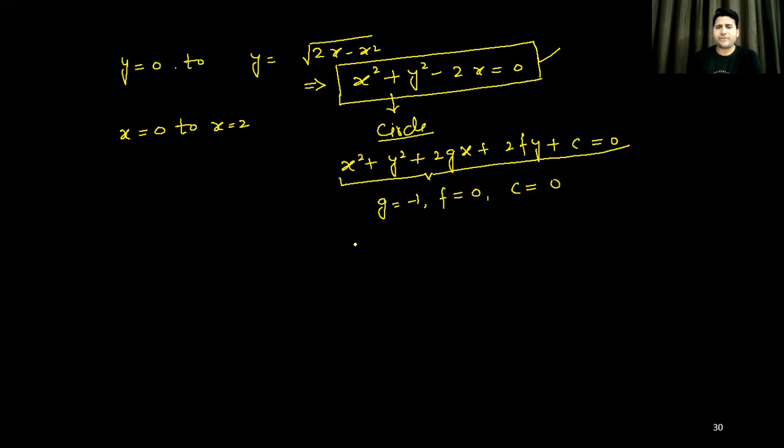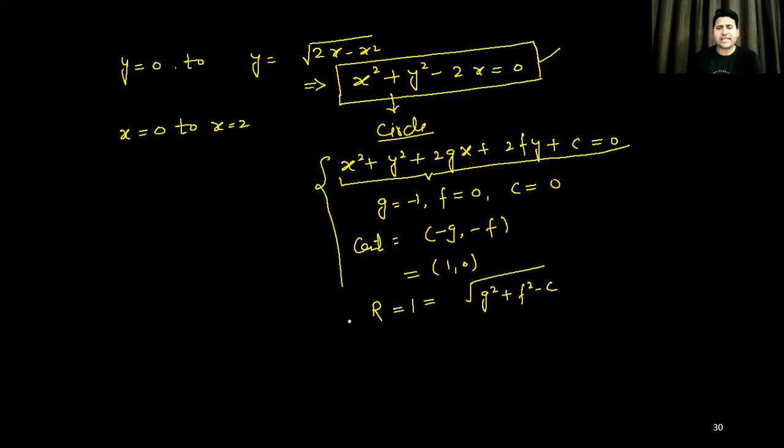So the center of the circle will be what? Minus g comma minus f. That is, the center of this circle is 1 comma 0 and the radius is 1. How is the radius 1? Because we have the square root of g square plus f square minus c. Why am I doing these things? Because I need to draw the region in the xy plane so that I can draw the corresponding region.